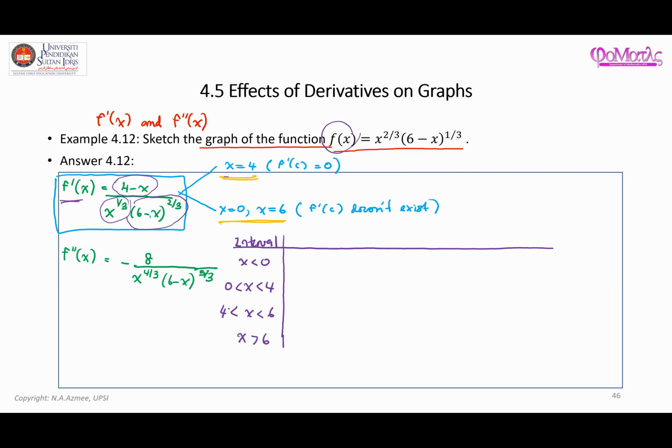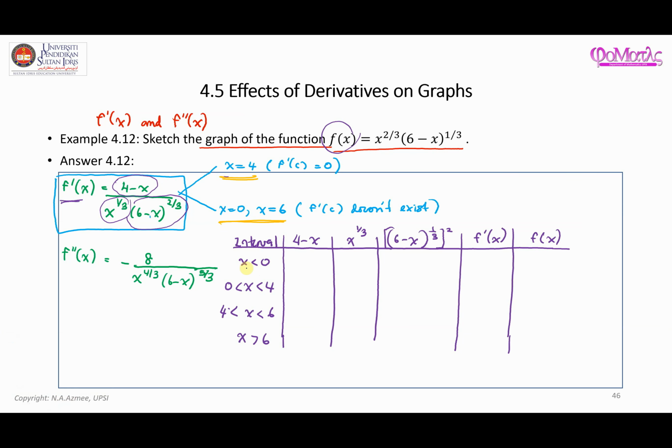So the first factor is 4 minus x. Next is x to the power of 1/3. Next is 6 minus x to the power of 2/3. I'm going to write this in terms of 1/3 and then squared, so that you can see it clearly after this. Next is the behavior of f prime x, and finally we have the behavior of f(x).